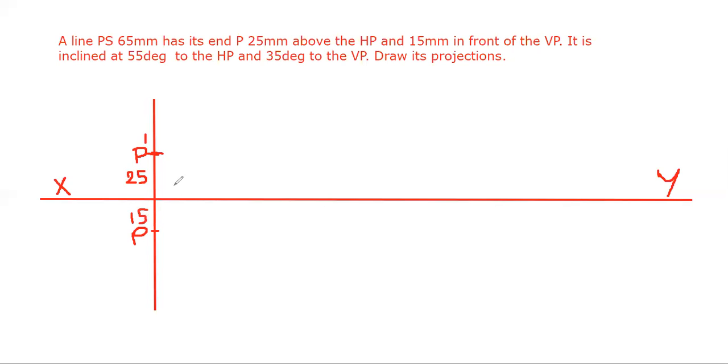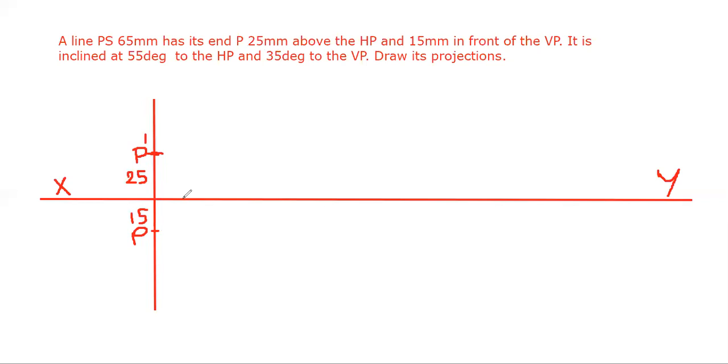Normally, your first step is to draw the front view and top view of one of the end points of the line. As all of you know, the line has two end points. So initially, as per the given data, you have to draw the position of one of the ends in the front view and top view. In the front view, if the point is P, it is P dash, and in the top view it is P. And as per the given conditions, P is 25 above HP, which means it should be 25 above XY. 15 millimeter in front of VP means below XY. This is your first step.